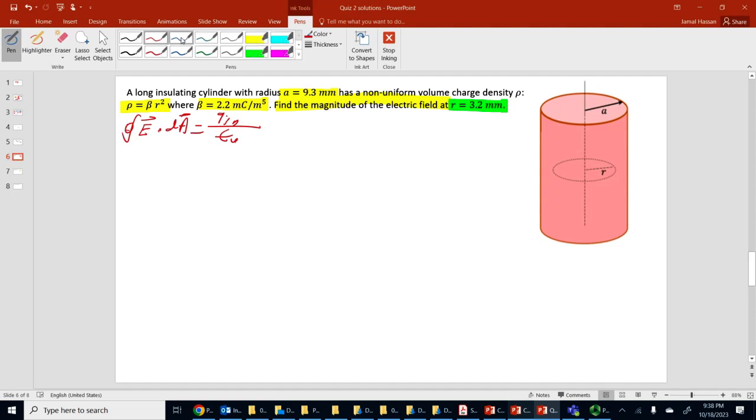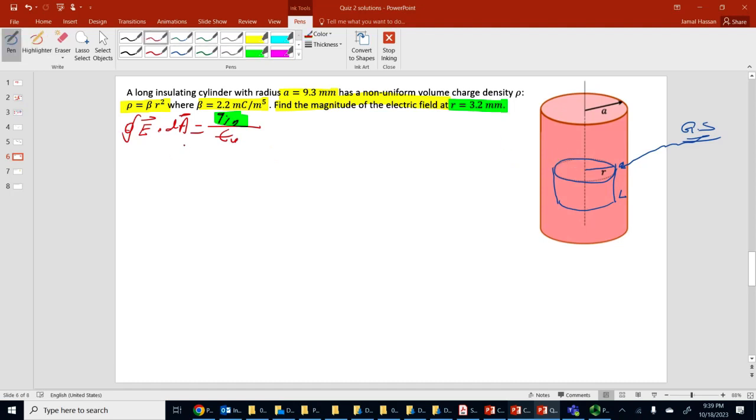Okay. So we need to come up with a Gaussian surface. Well, we have done questions like this before. So the Gaussian surface here is a cylinder with a specific length, let's say L, and radius of r. Okay, so this is our Gaussian surface. The challenge is to find the Q inside this Gaussian surface.